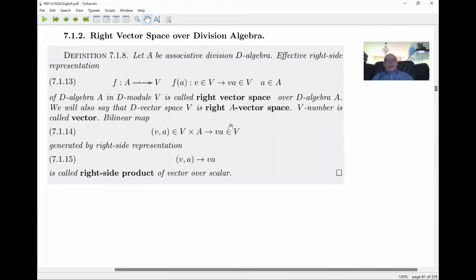Let A be an associative division algebra. An effective right-side representation 1.15 of the algebra A in the module V is called a right vector space over the algebra A. The element of V is called a vector. The linear map 1.14 generated by right-side representation 1.15 is called the right-side product of vector over scalar.